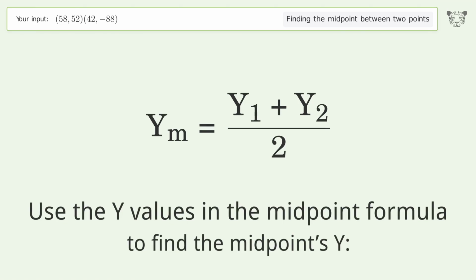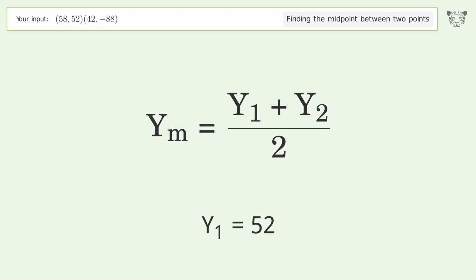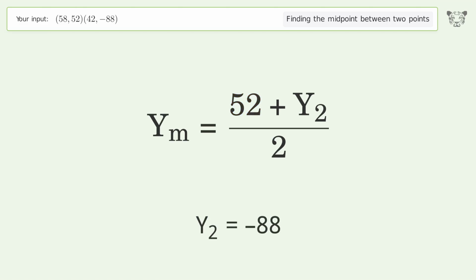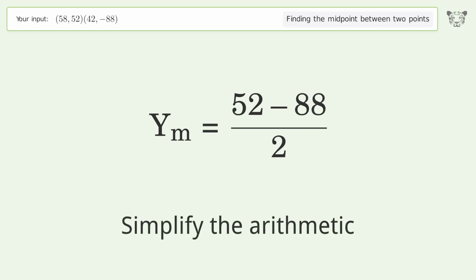Use the y values in the midpoint formula to find the midpoint's y. y1 equals 52. y2 equals -88. Simplify the arithmetic.